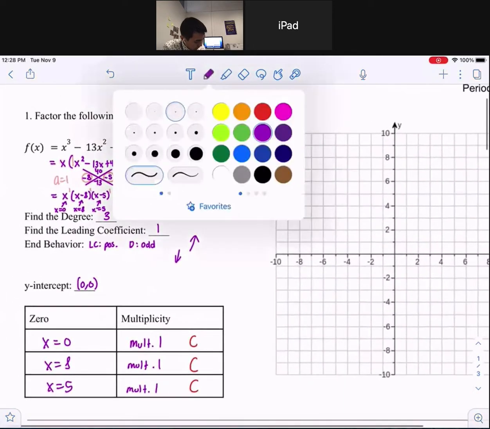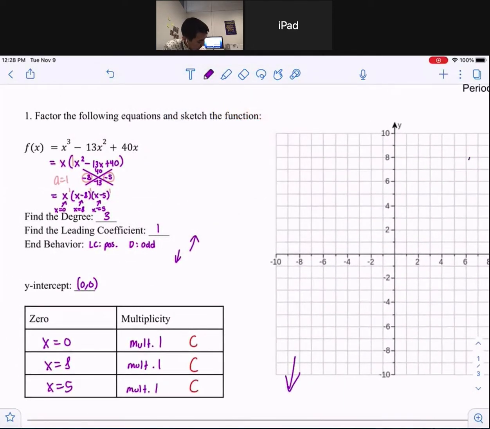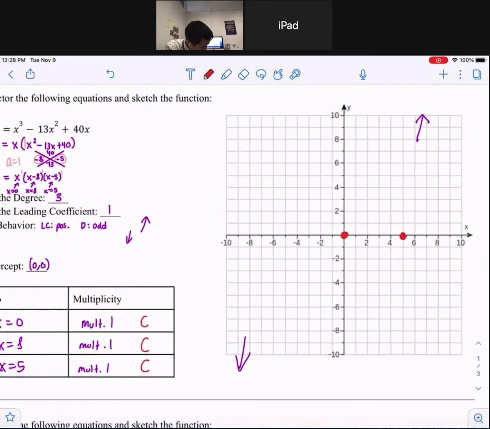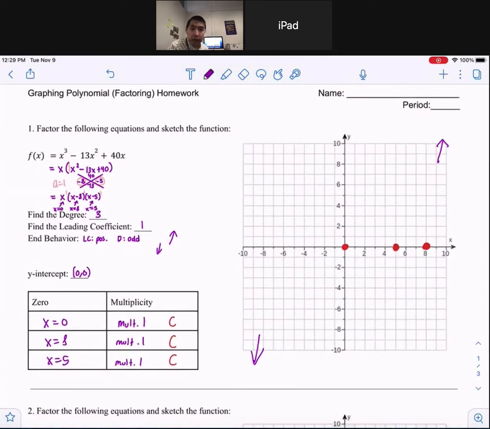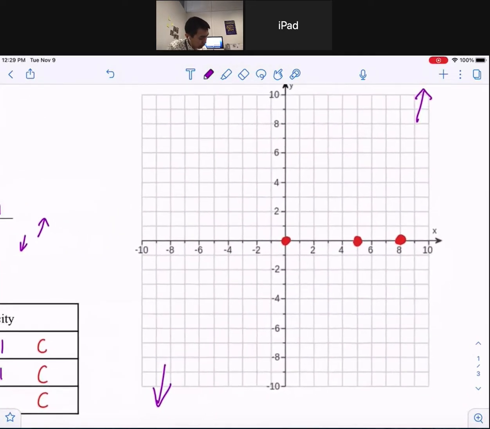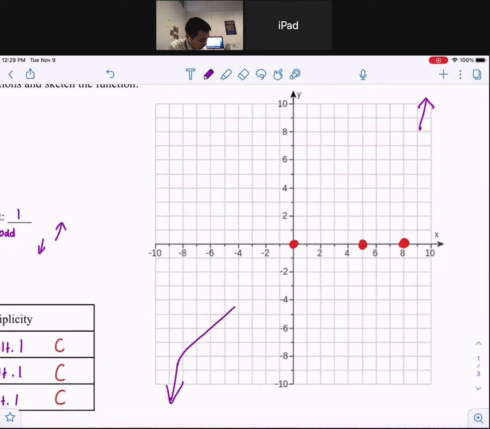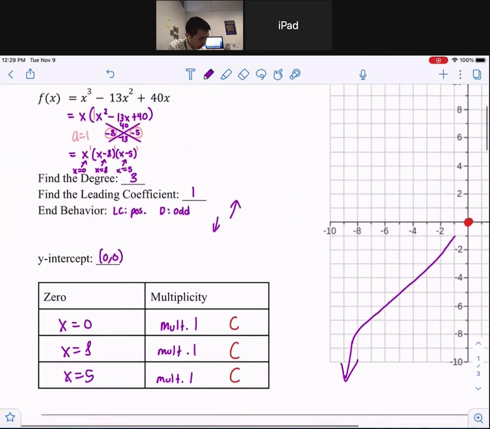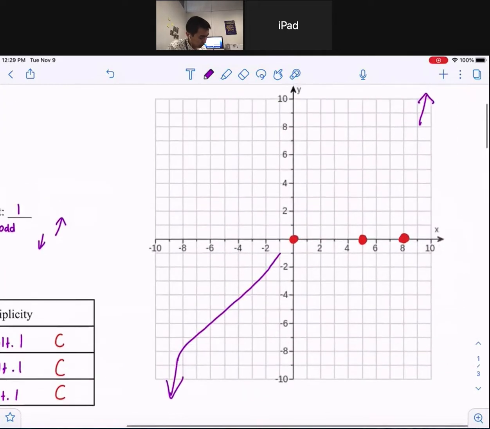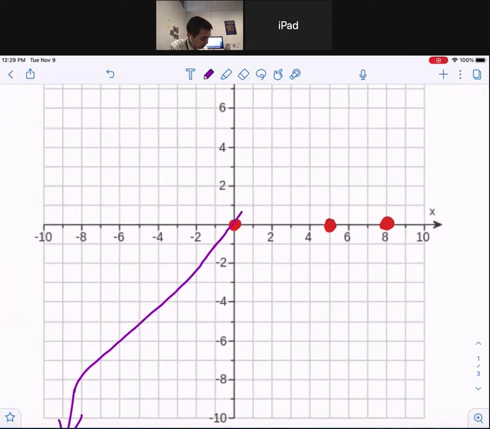So let's graph this. End behavior, down, up. Plot your zeros: 1 at x equals 0, 1 at 5, and 1 at 8. I should probably scooch this over. Okay, so we know at each zero it's going to cross. That is the interaction this graph has with each zero. So approaching x equals 0, it's going to cross. It's just going to go right through it.